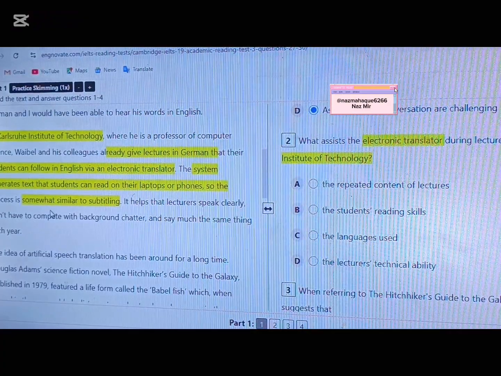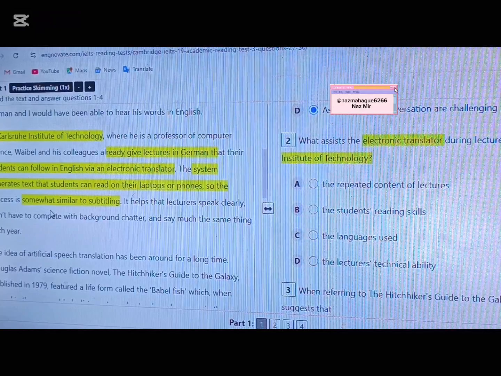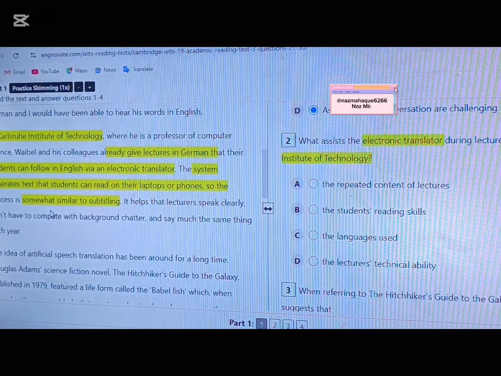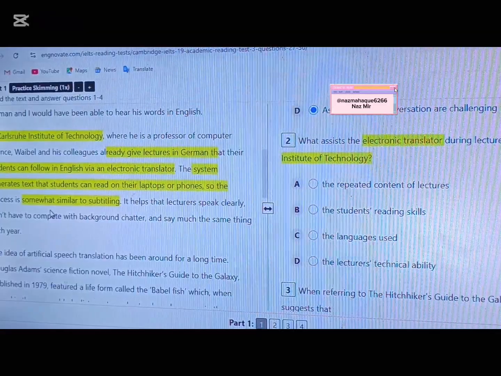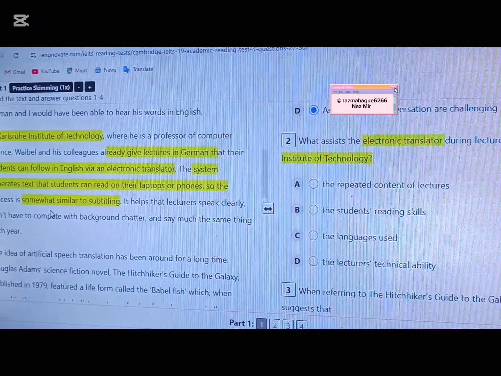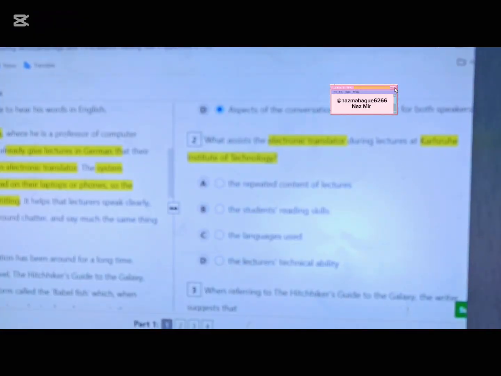Okay, so the system simply translates all of the lectures and everything that the professors are saying in German, and translates it into English so that the students can understand what they're saying. So that's how the system works. Okay, so we are going to see how this actually works. We are going to the options now.